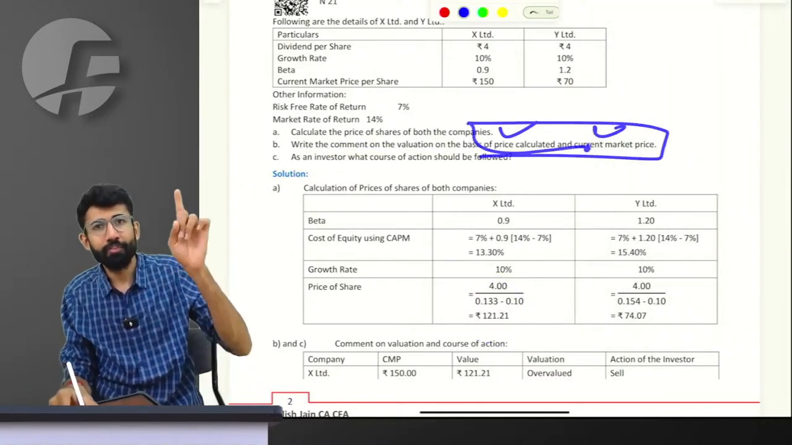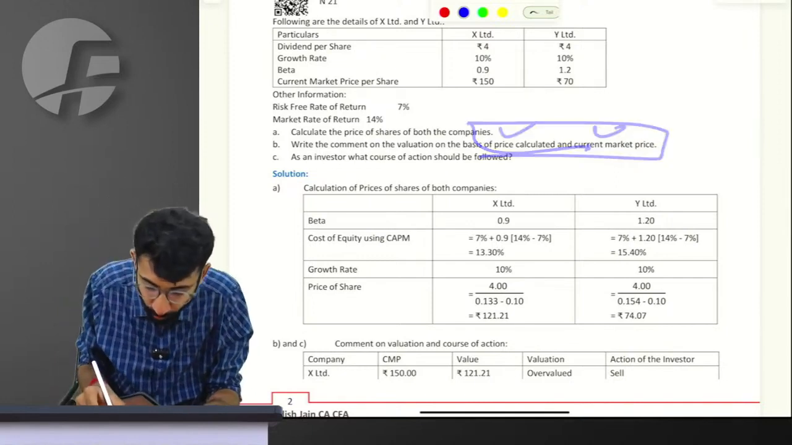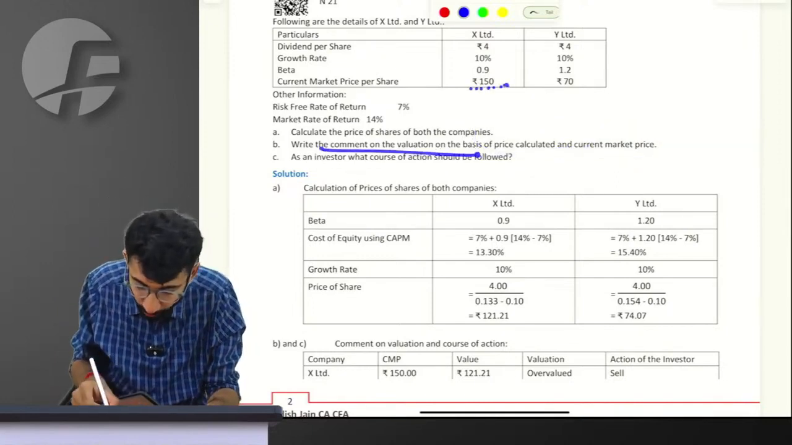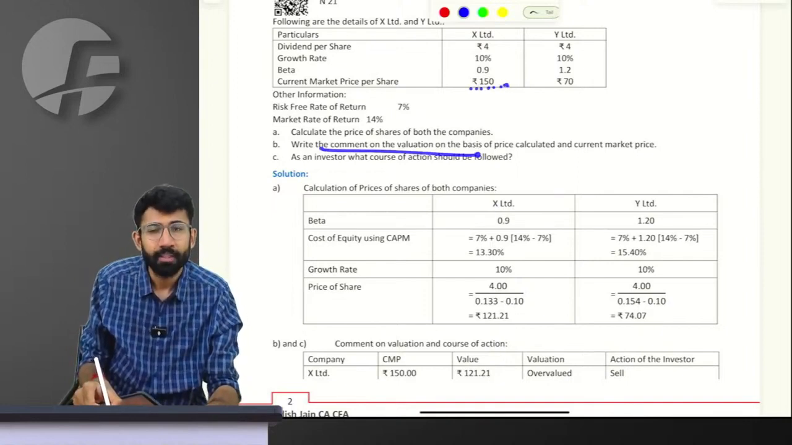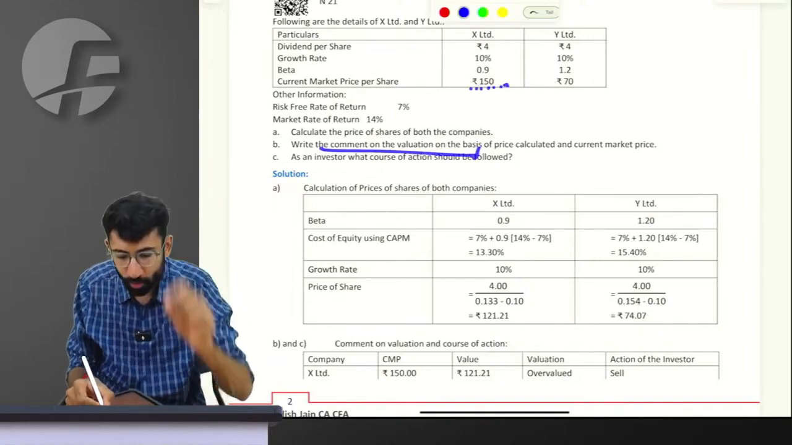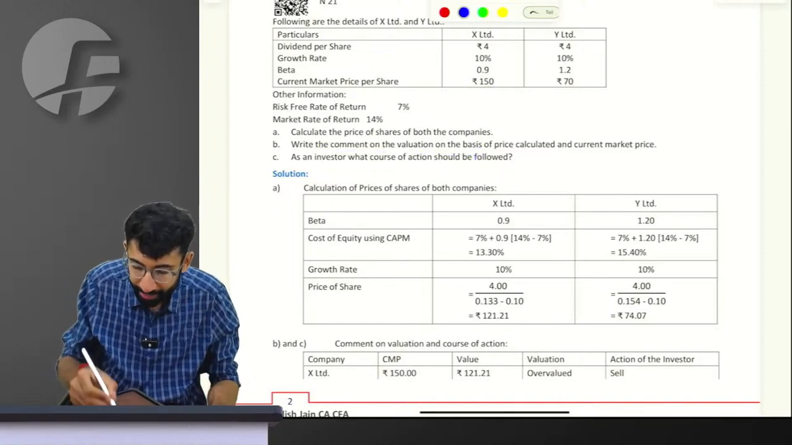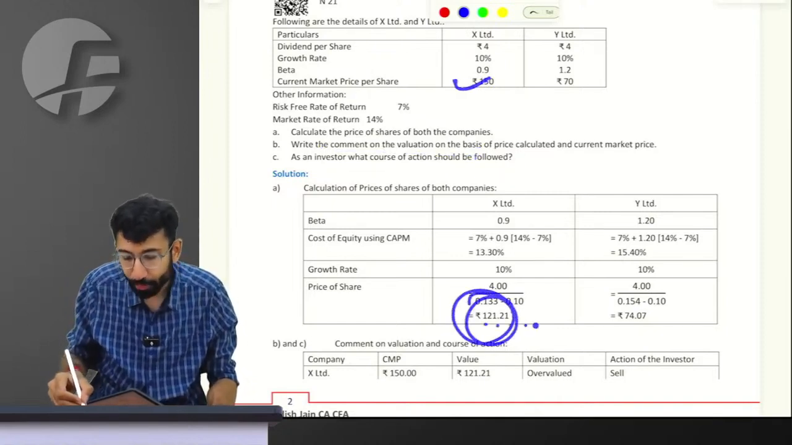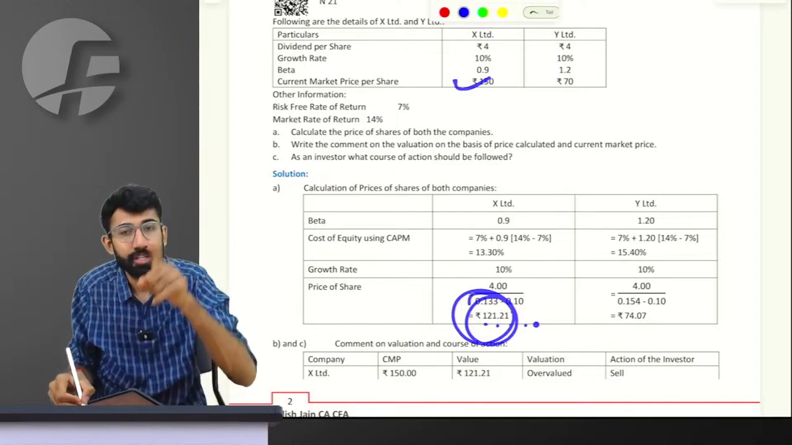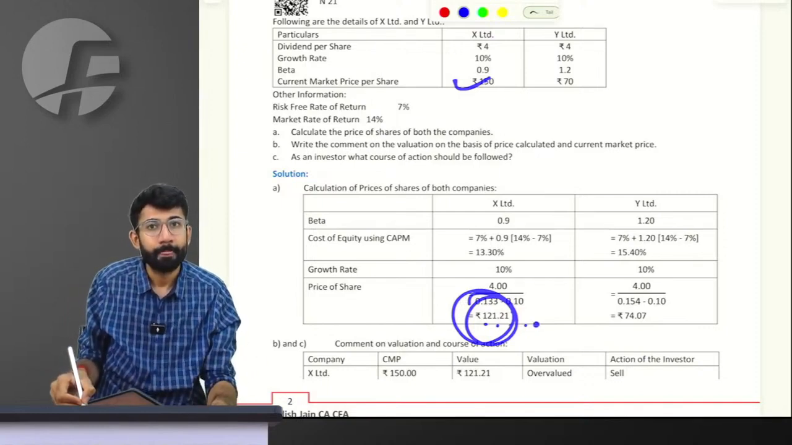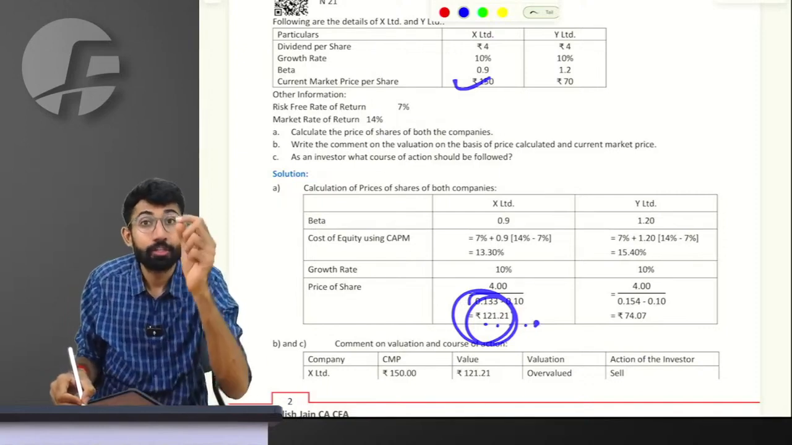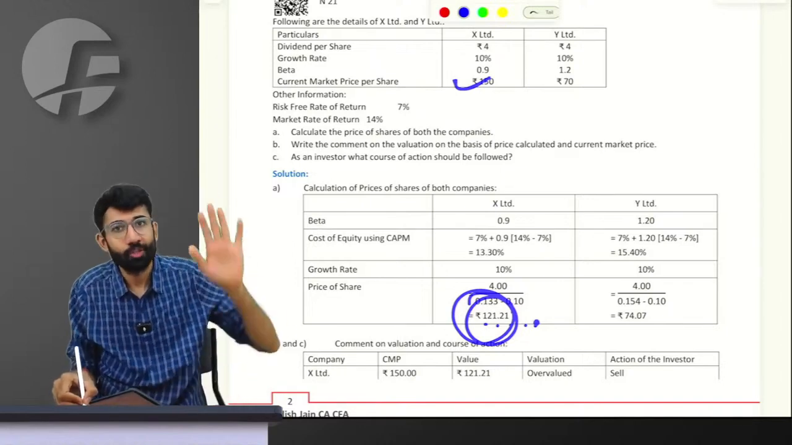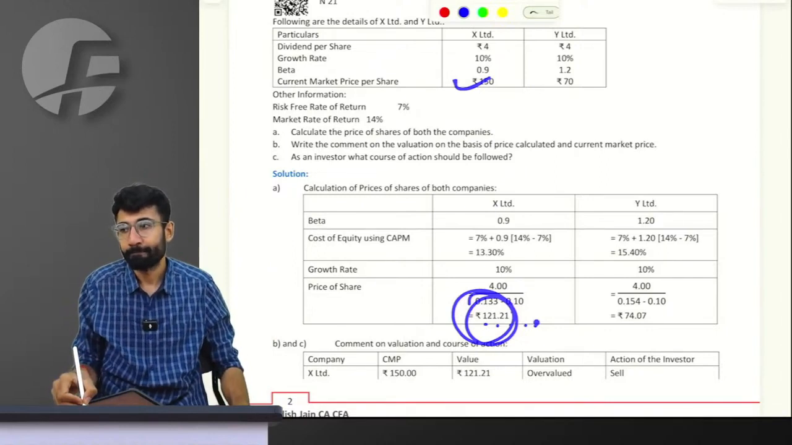There is one price which you have calculated and there is this price which is already there in the market. On the basis of this, can you comment on the valuation? Please tell me, everyone needs to answer this question. Sir, price in the market is 151 and price according to me is 121. Price as per me is lower. Can I say my share is undervalued? Everyone quick, yes, no, I need a response.